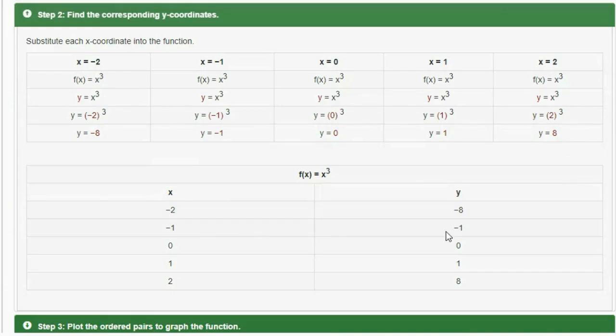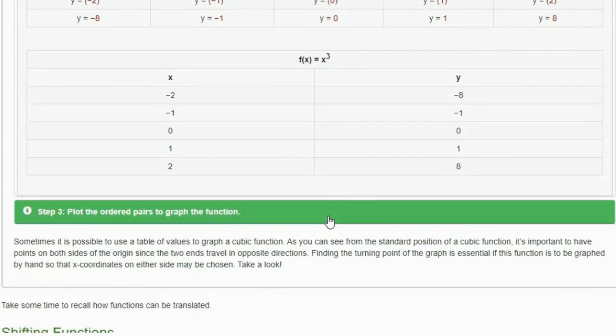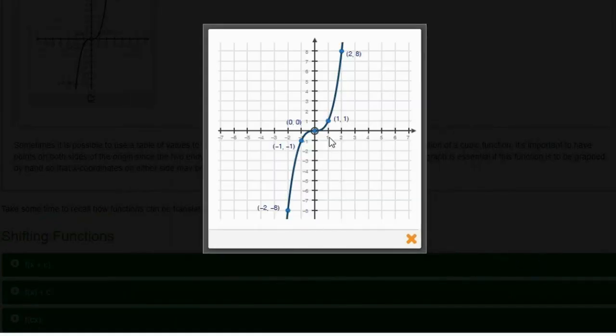-2 to the third power is -8. -1 to the third power is -1. 0 is 0, 1 is 1, and 2 is 8. So that gives us these points. We can plot those and then graph it. Once you plot the 5 points, we know that a third degree is going to be curved but going upwards. So that would be the graph of x to the third.